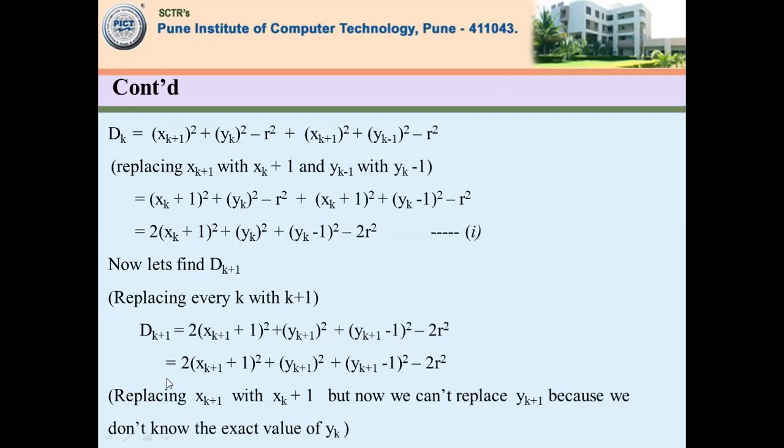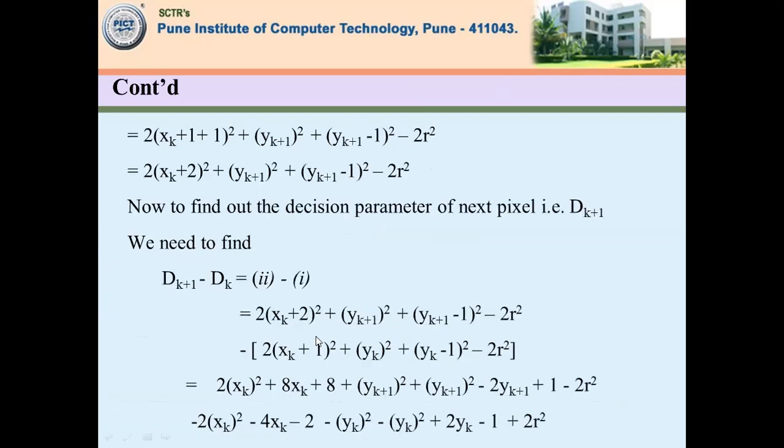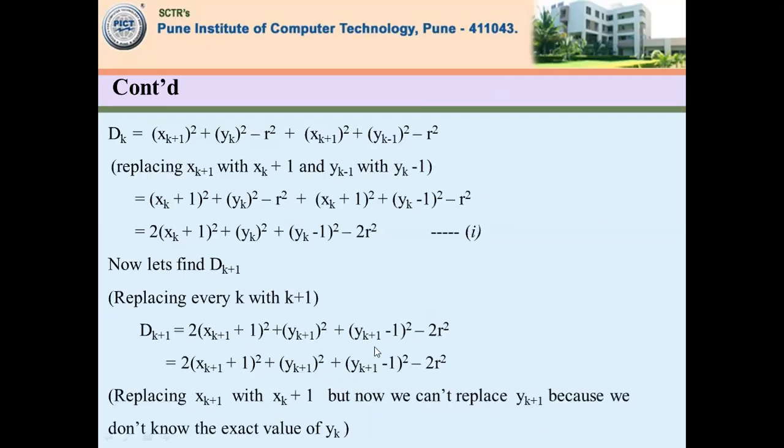Now replacing x(k+1), x is definitely going to increment, no doubt in it. But what about y? We can't decide about y right now. It depends on whether the decision parameter is less than 0 or greater than 0. Depending on that decision parameter, we are going to replace it. So what we need to do is d(k+1) minus dk.